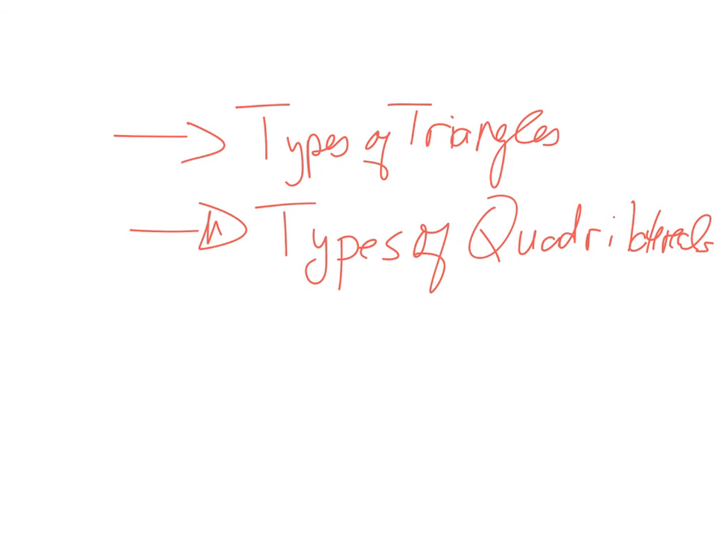So I just want you to know what the characteristics of each quadrilateral are that make them unique, and also the same for triangles. And as always, if you have any questions, make sure you reach out.